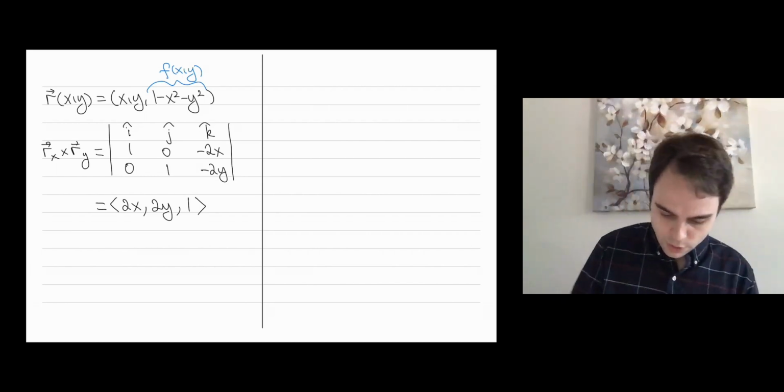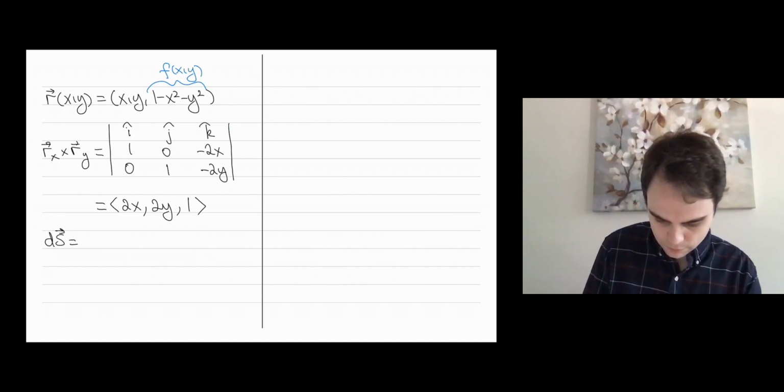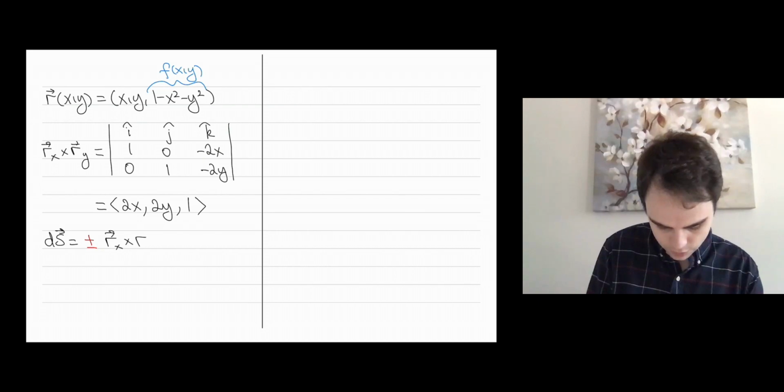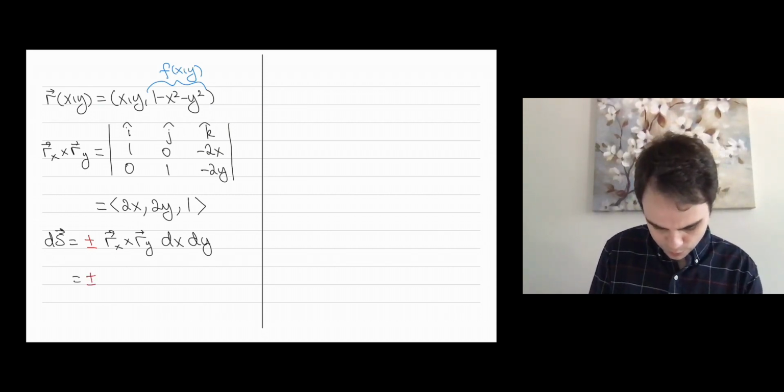Now here's something we're going to need. We're going to need ds with an arrow on top of it, and that's plus or minus r sub x cross r sub y dx dy. Right, so again, we just worked out what the cross product is. That's (2x, 2y, 1).